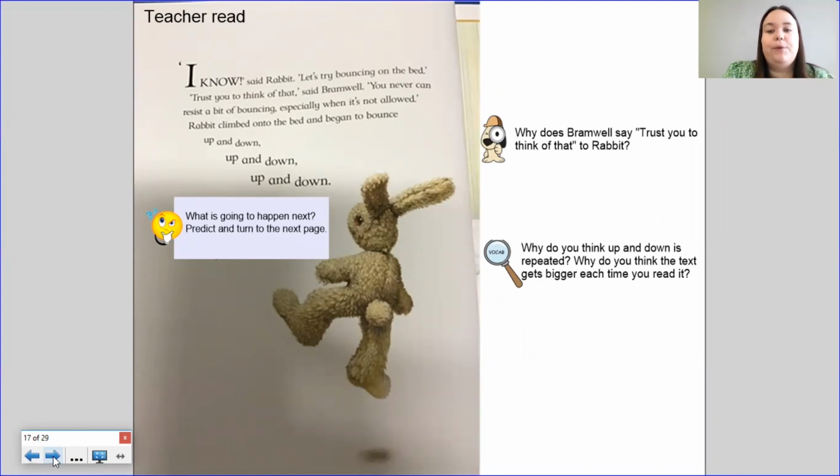Why does Bramwell say, trust you to think of that, to Rabbit? Why do you think up and down is repeated? Why do you think the text gets bigger each time you read it? And before I turn to the next page, you can pause here because I want you to think about what might happen next and make a prediction.